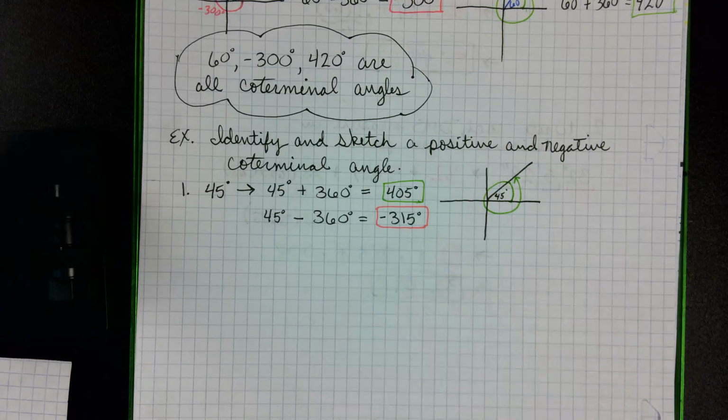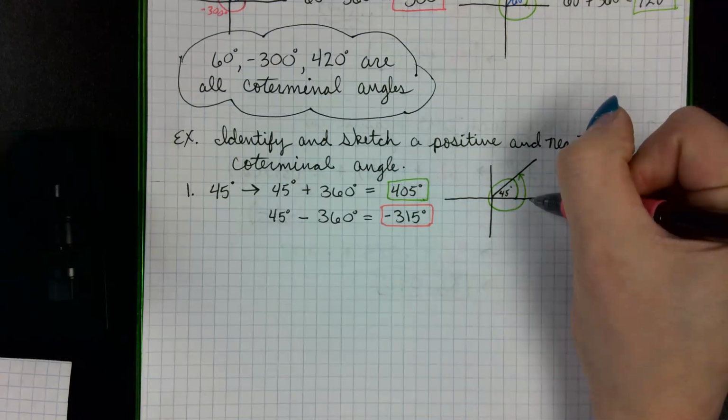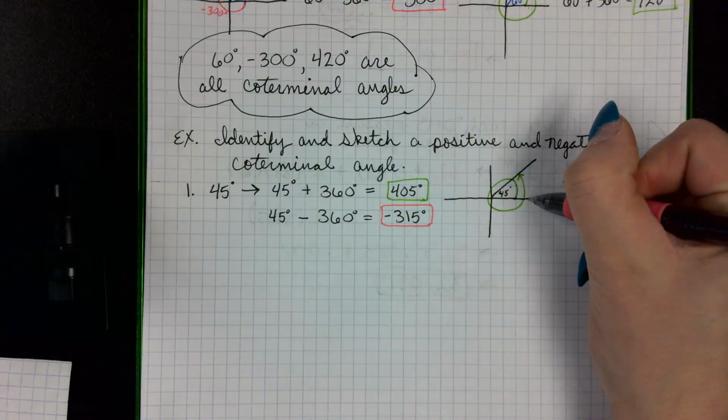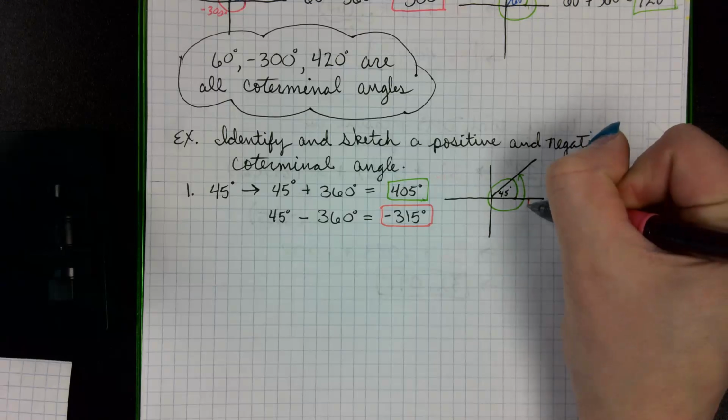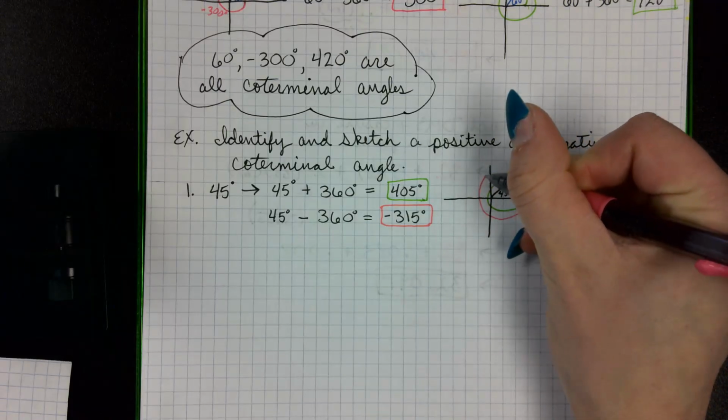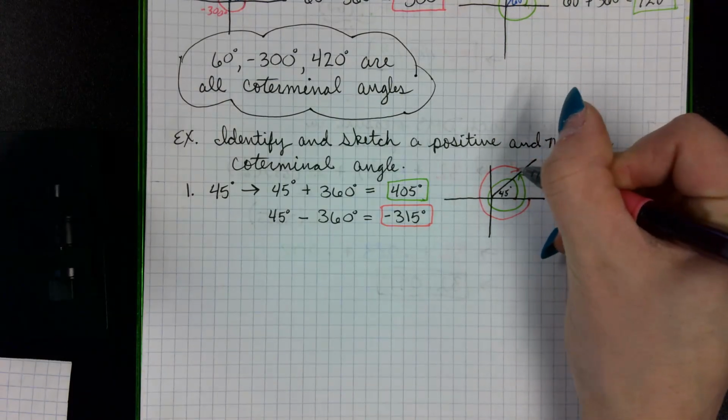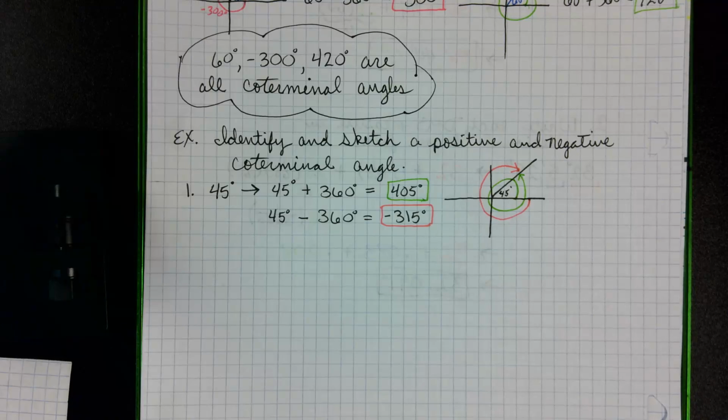If I want to sketch negative 315, start on the initial side, but I'm going to go in the negative direction, and it just brings me to here. There's my negative 315, since it's, I guess, technically greater than negative 360. I don't go around more than once.